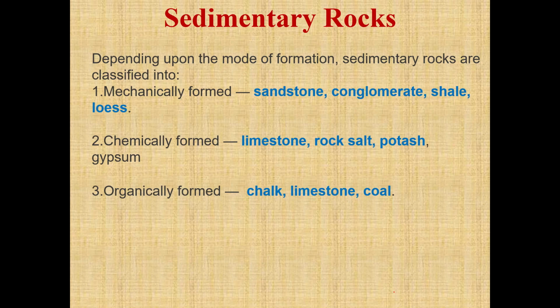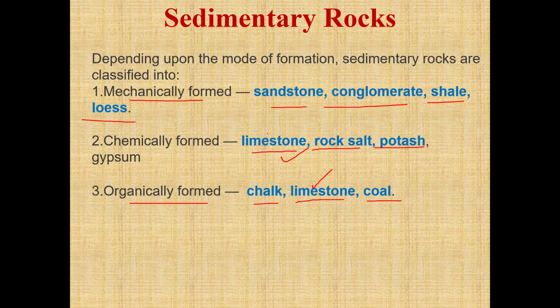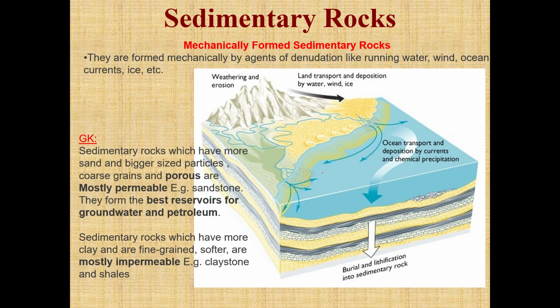Depending upon mode of formation, sedimentary rocks are classified into mechanically formed, that is sandstone, conglomerate, shale, loess; chemically formed, that is limestone, rock salt, potash; organically formed, chalk, limestone, and coal. Now you can see that limestone is chemically formed as well as organically formed. Depending on the formation, we have to study.